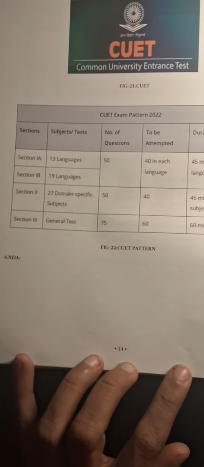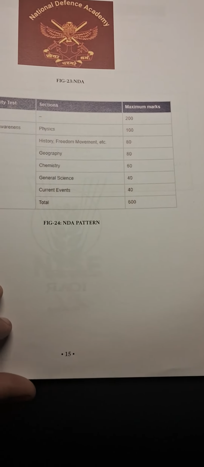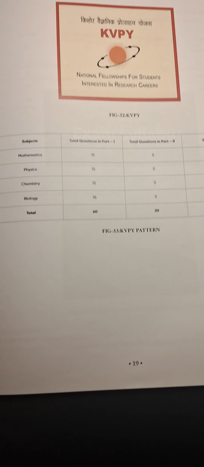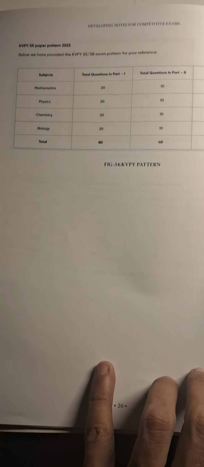Then we have CUET, the pattern of CUET. Then we have NDA, the pattern of NDA. I'm referring to their 2022. Then we have the NTSC pattern. Then we have the KVPY pattern. Then we have the KVPY SX type of pattern.